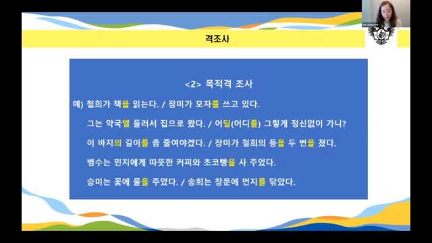First, it is used to present an object directly affected by the action of the predicative in a neutral way. Examples are 철이가 책을 읽는다. The first line, 장미가 모자를 쓰고 있다. Second, 직접 목적격 조사, direct object markers is used to distinguish or emphasize certain things or situations from others.